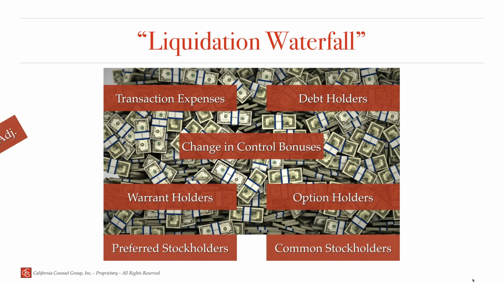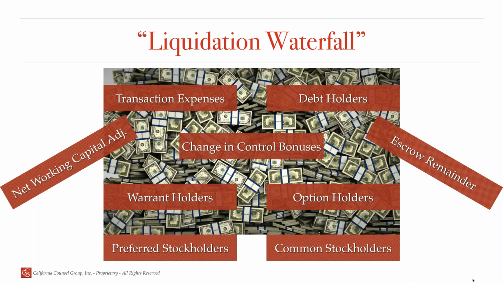As Matt mentioned, transaction expenses, you might have to pay off some debt, change in control bonuses, you may have employees that are terminated, so you have to pay them some money. You might have some warrant holders that exercise because they're in the money, as well as option holders, so they become, in most cases, common stockholders. In some cases, they might become preferred stockholders. So all of this needs to be calculated, right? After the closing, there could be the net working capital adjustment that Matt reviewed.